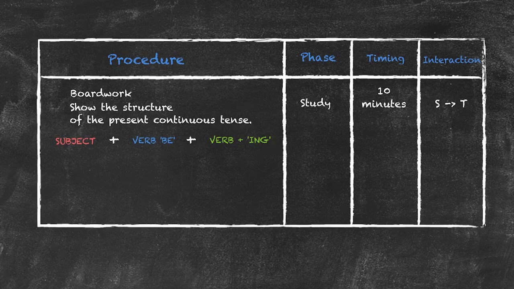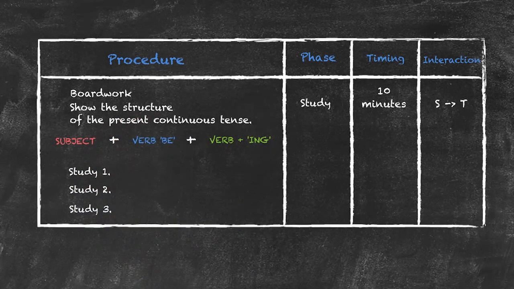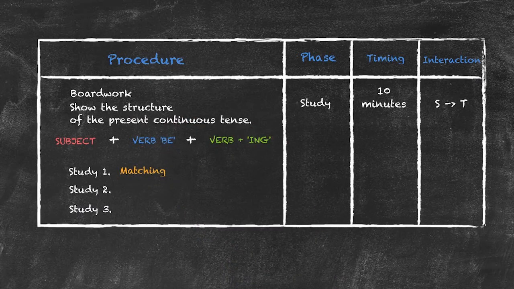They may not do them all, but for example, I could prepare these 3 study activities. So the first one is going to be a fairly straightforward matching activity, where perhaps they match the subject to its correct verb to be in that part of the sentence. The second one is going to be a gap fill. For example, I might use this verb here and ask them to complete a sentence using that verb so that I can check that any spelling changes that take place are correct.